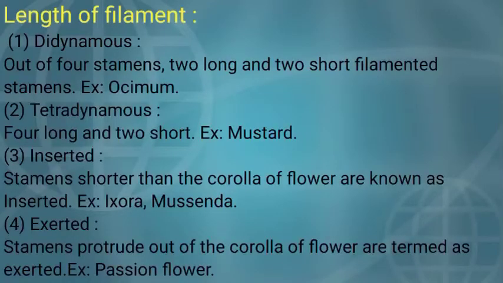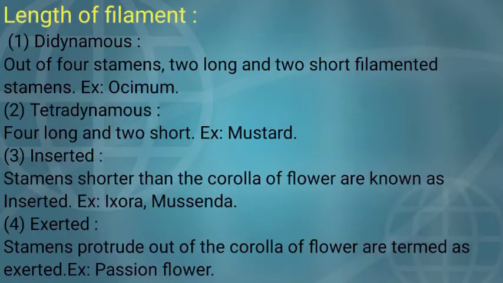Length of filament. On this aspect, stamens are classified into four different types. The very first one, didynamous condition. In this condition, flower contains four stamens. Out of four stamens, two are long and two are short filamented stamens. Example, Ocimum. The second one, tetradynamous condition.